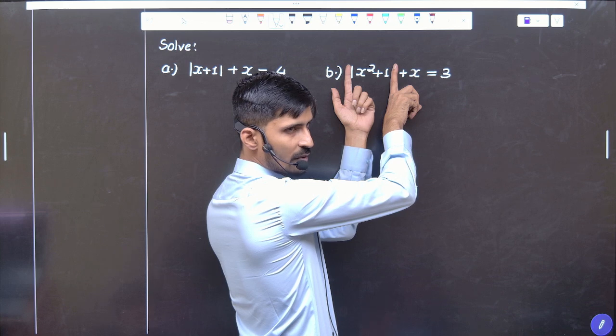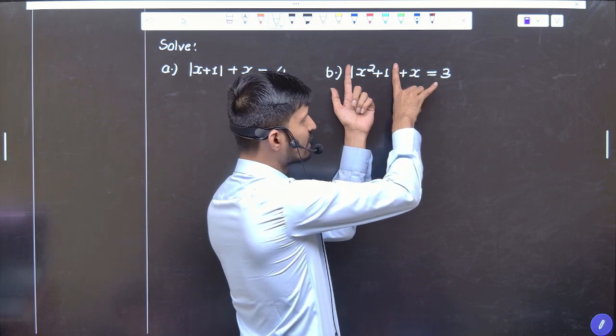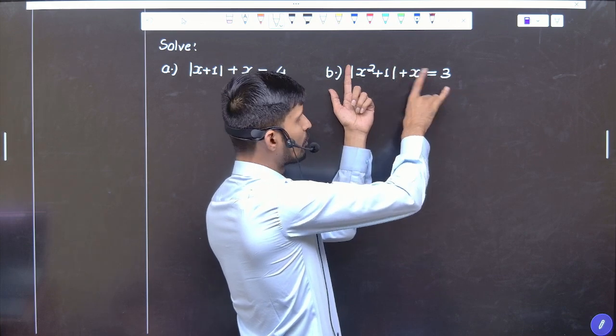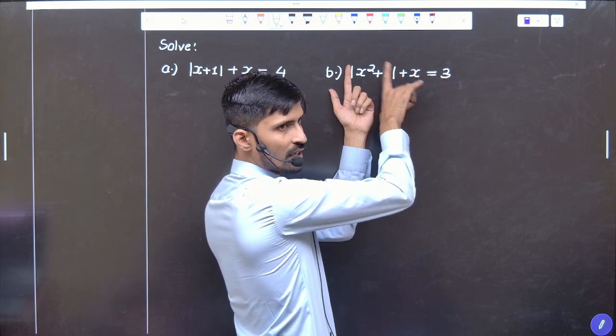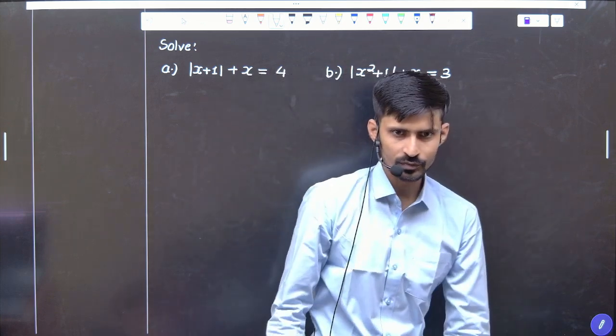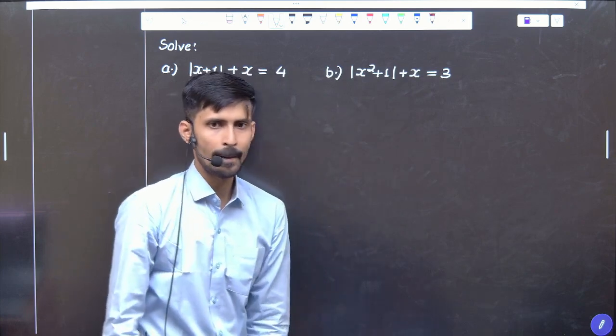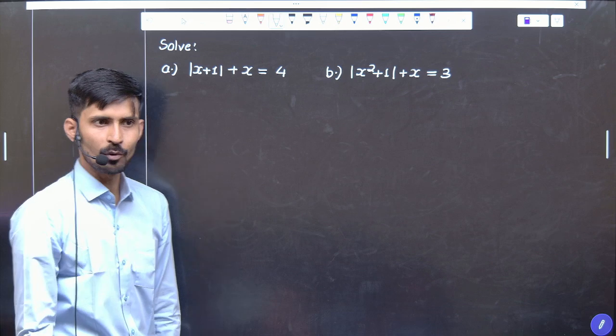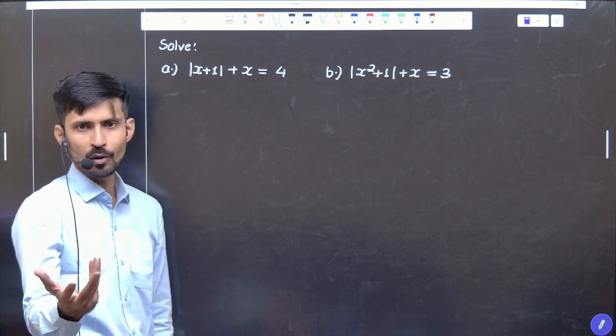Now just you think, if I am removing this modulus here, this is quadratic 10th standard question or not? X square plus 1 plus x is equals to 3, find x. Just bring 3 this side. 1 minus 3 will become minus 2. X square plus x minus 2 is equals to 0. Root will be 1 and minus 2. Okay? It means in both question, only your problem is modulus.